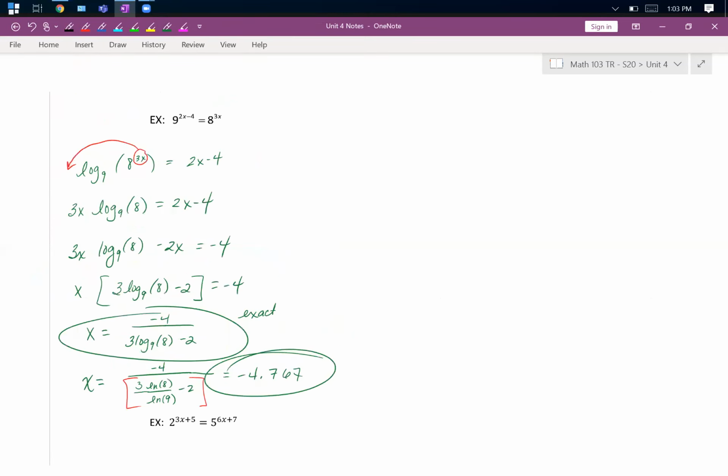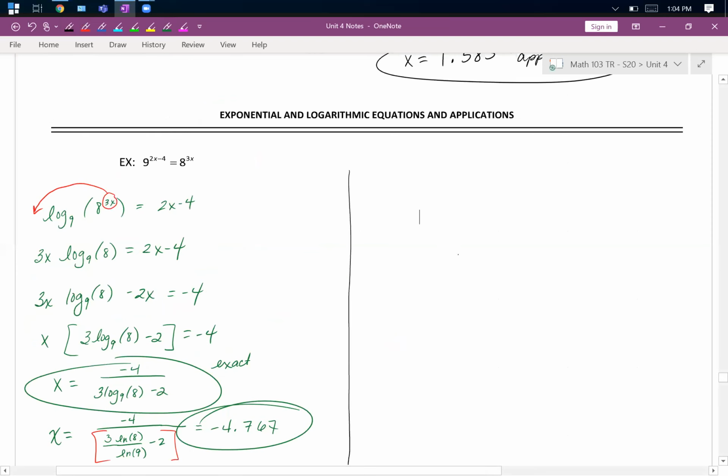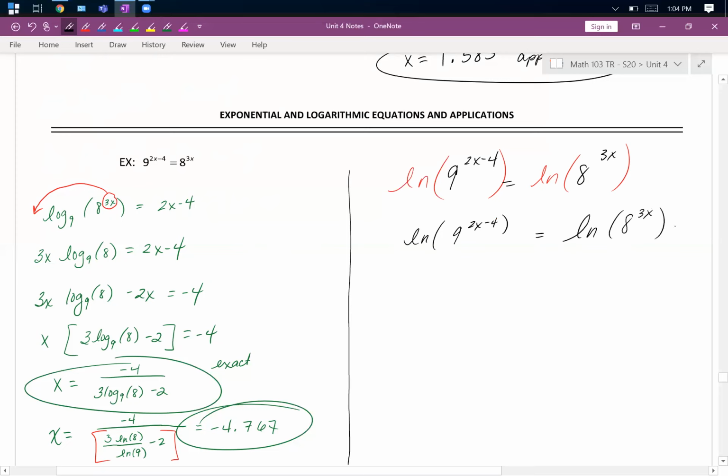Okay, I'm going to do this a second time using the natural log technique instead. We're just going to make our original equation the argument of a log. And we're going to use one that our calculator can do. This gives us the natural log of 9 to the 2x minus 4 equals the natural log of 8 to the 3x.